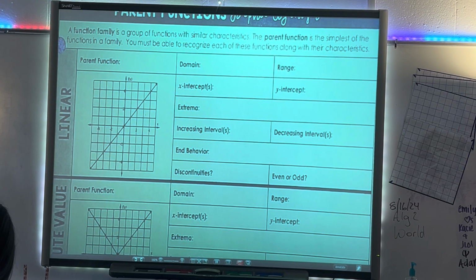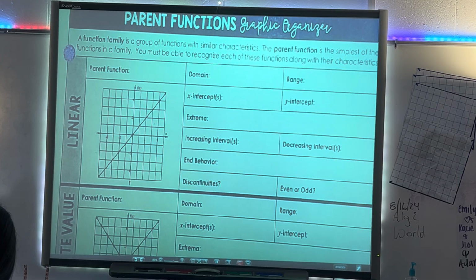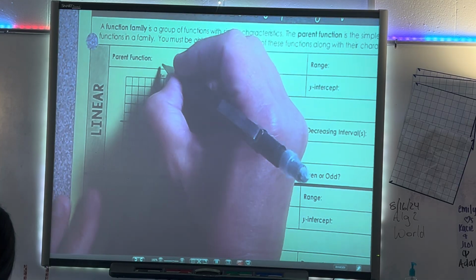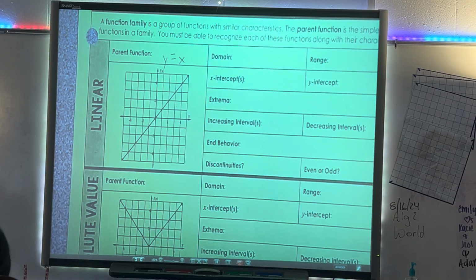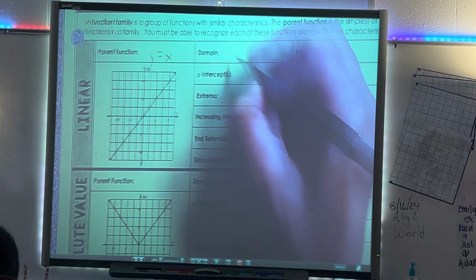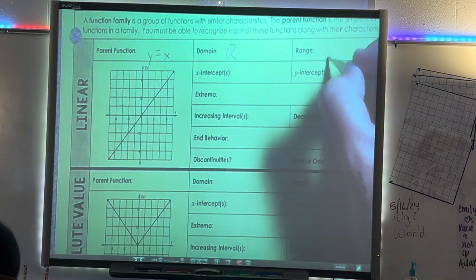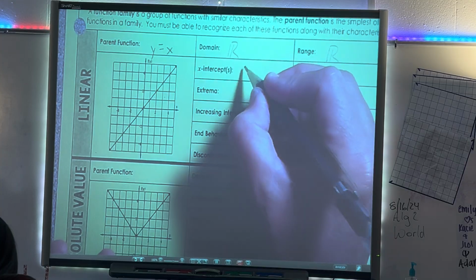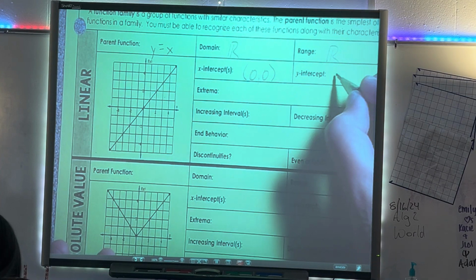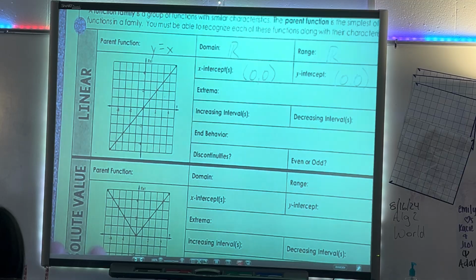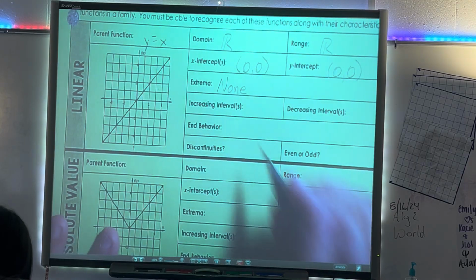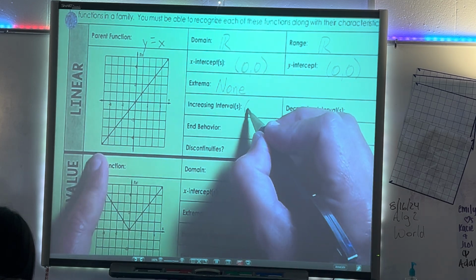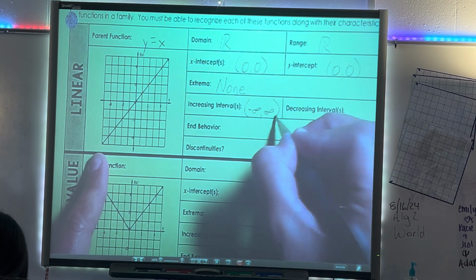So we'll go through these relatively quickly, because we've seen them all before. We've got a linear function, the parent function is y is equal to x with a slope of one, a y-intercept of one. The domain there is all reals, same on the range, because it goes forever in both directions. X-intercepts and y-intercepts, 0, 0. There are no extrema. You increase from left to right, from negative to positive infinity here always.